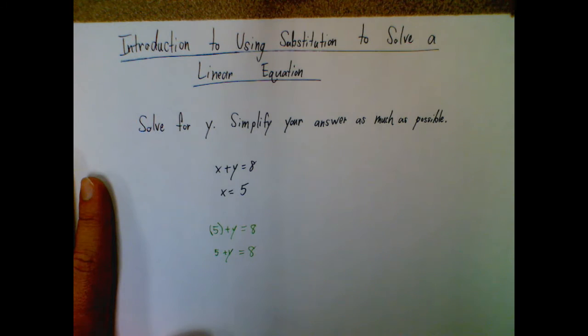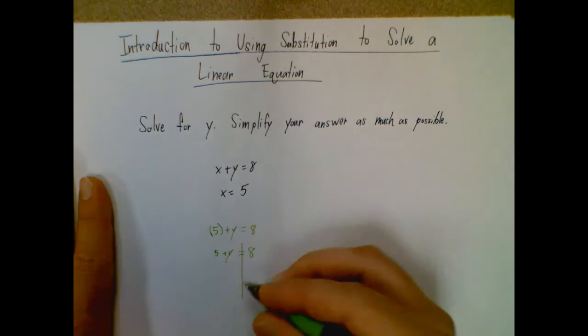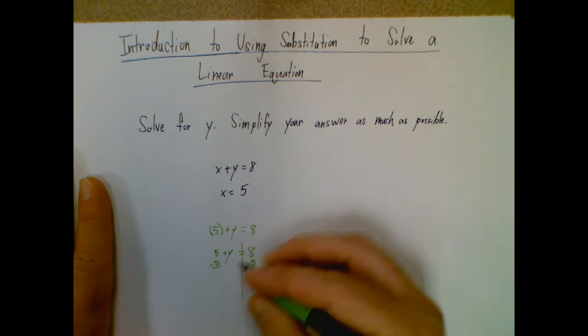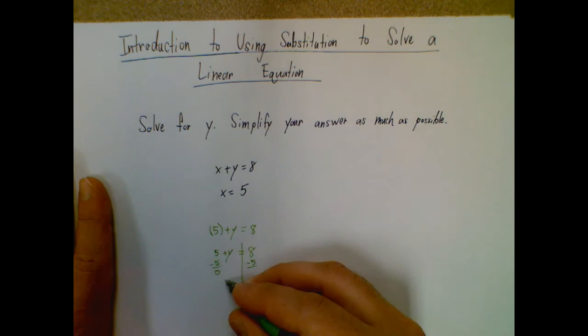And then I'm going to solve it like normal. So I have a y plus 5 here. So I'm going to subtract the 5 since 5 minus 5 is 0, and that's what I'm looking for. So I bring the y down. 8 minus 5 is 3, and I'm done.